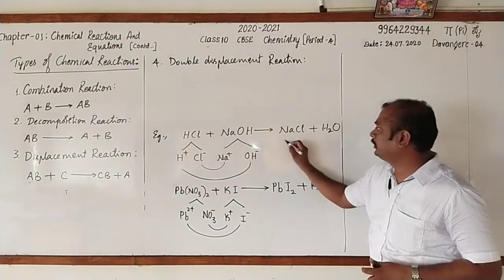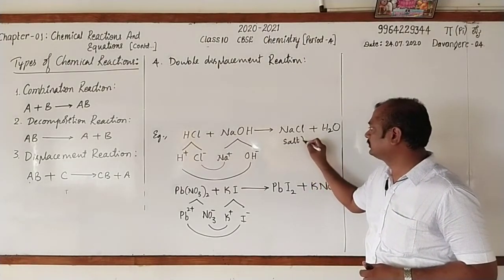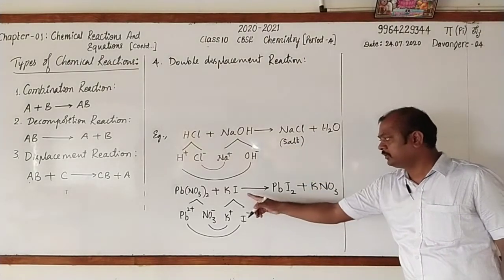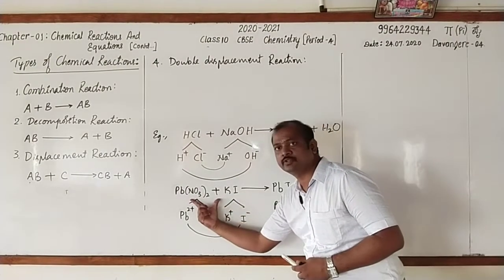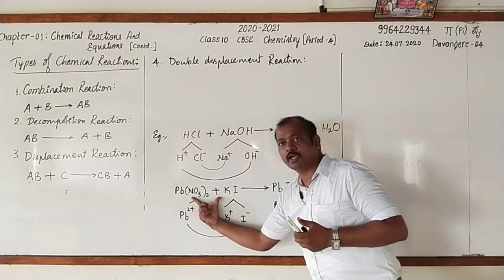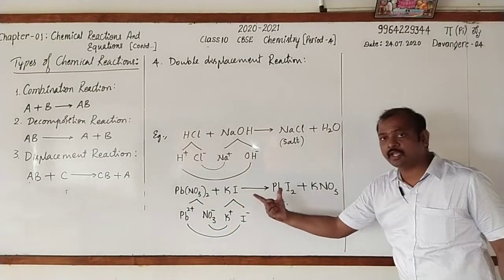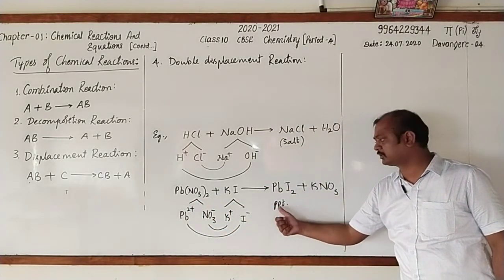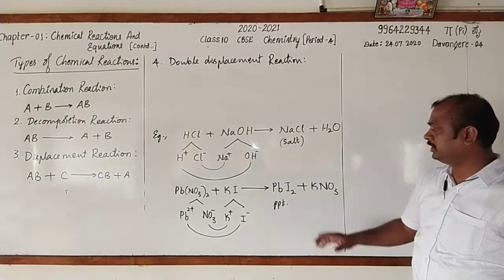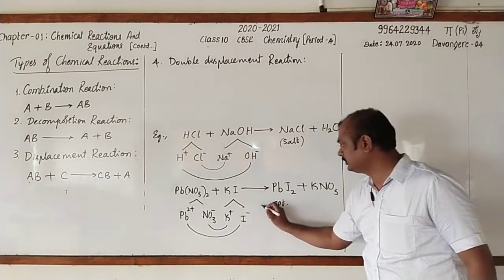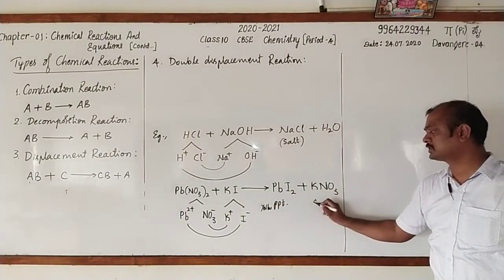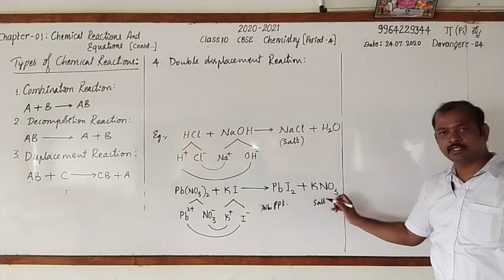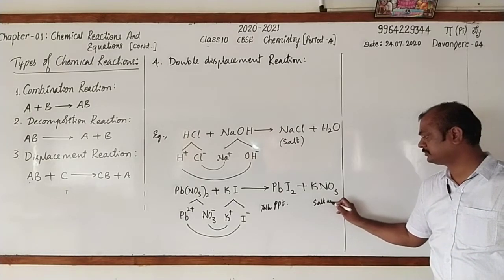Here, we know that this is the salt and it is water. Here, this is the precipitate. These two are colorless solutions, meaning these two are aqueous solutions. These will react with each other to form a precipitate called lead iodide. What is its color? This is yellow. Then this is the salt, that is, an aqueous solution of salt.